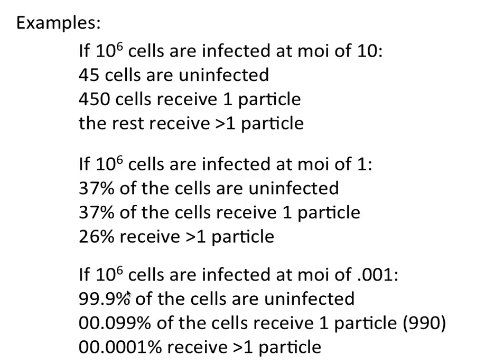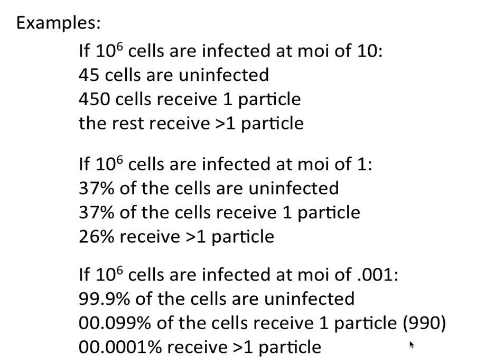If you infect 1 million cells with an MOI of 0.001, that is, you add 0.001 PFU per cell, 99.9% of the cells are uninfected, but some are infected. 990 receive one particle, and somewhat less receive more than one particle. So a very small fraction of this culture, this million-cell culture, is infected.